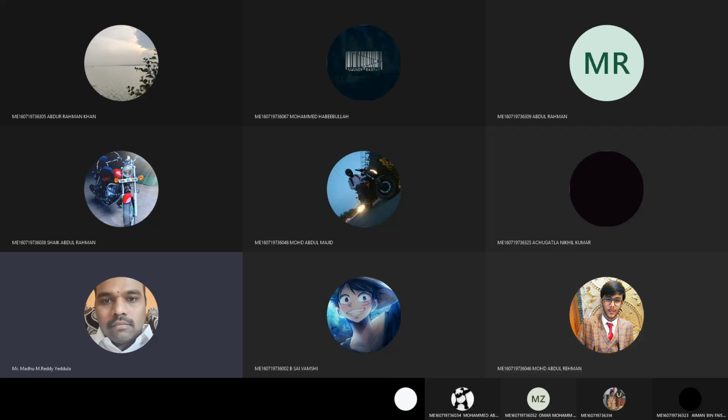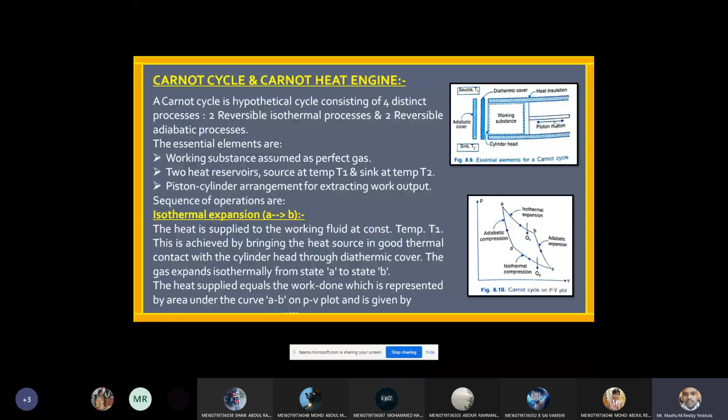So, Carnot heat engine. It consists of four operations: two are adiabatic processes and two are isothermal processes. Right now we'll see in detail. We will see the construction.